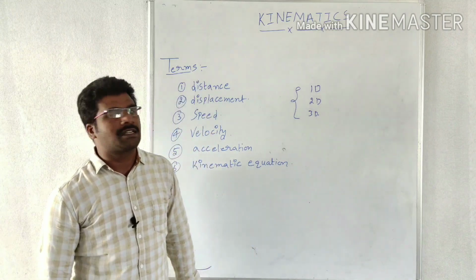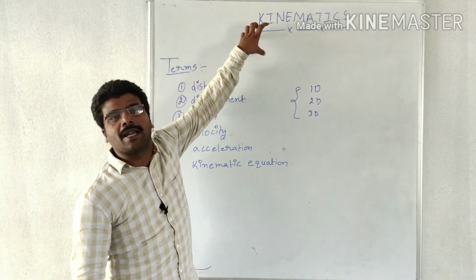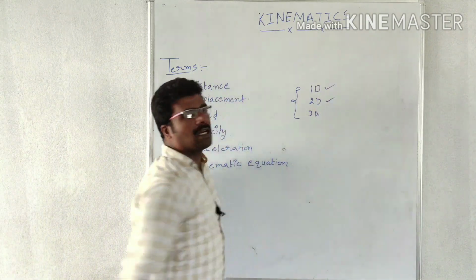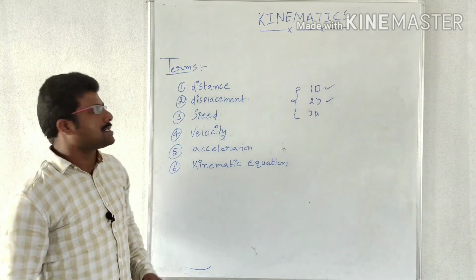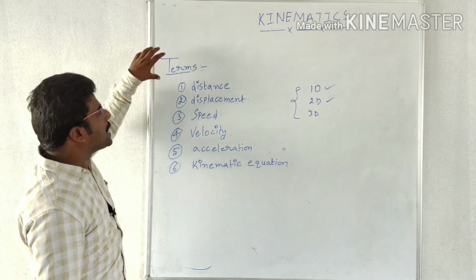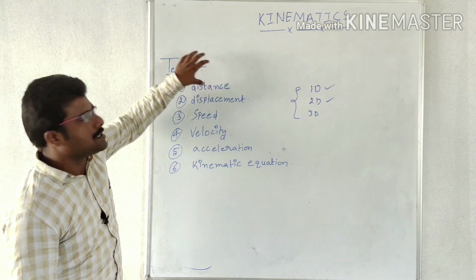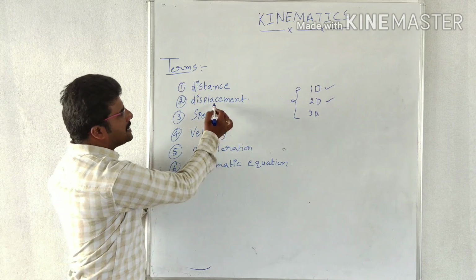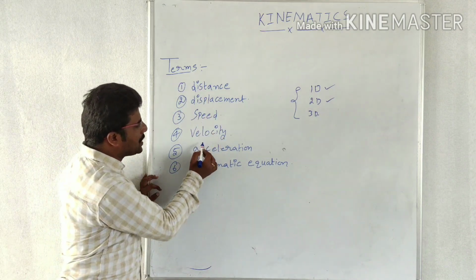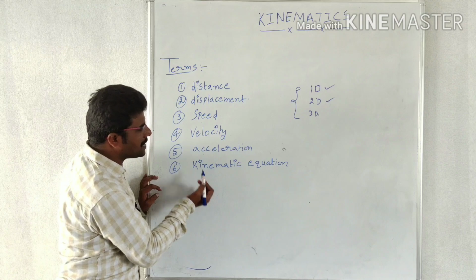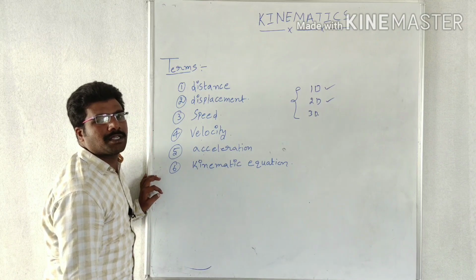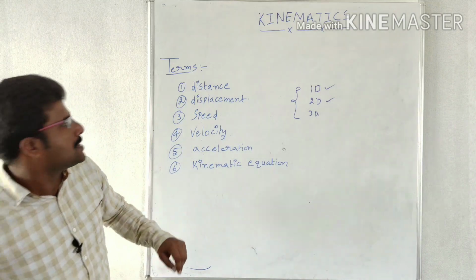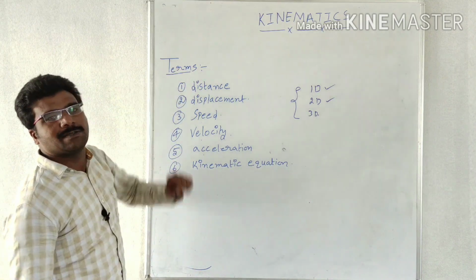In today's class, we said that in order to study kinematics completely and perfectly in one dimension and two dimensions, we want to know some terms, sometimes also known as parameters. So the terms and parameters are distance, displacement, speed, velocity, acceleration, and some of the kinematic equations. In today's class, we are going to discuss only two terms, that is distance and displacement.